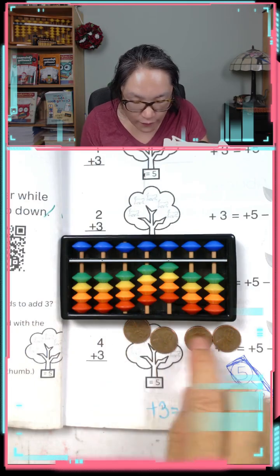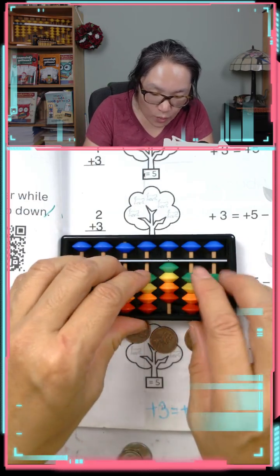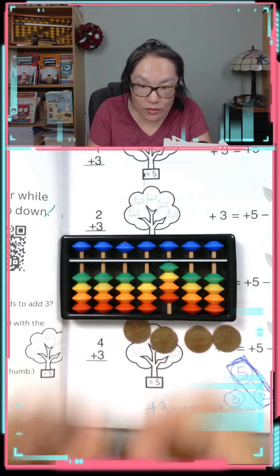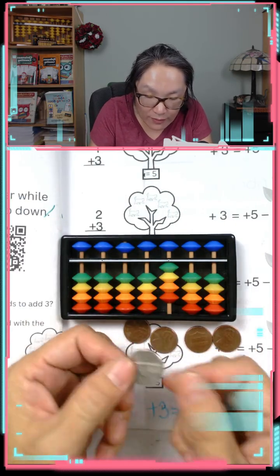Yeah, so we have 4. So then what we're going to do is we're going to add the 3. When we add 3, you'll notice that we can't do it because I'm going to have to give you my 5.